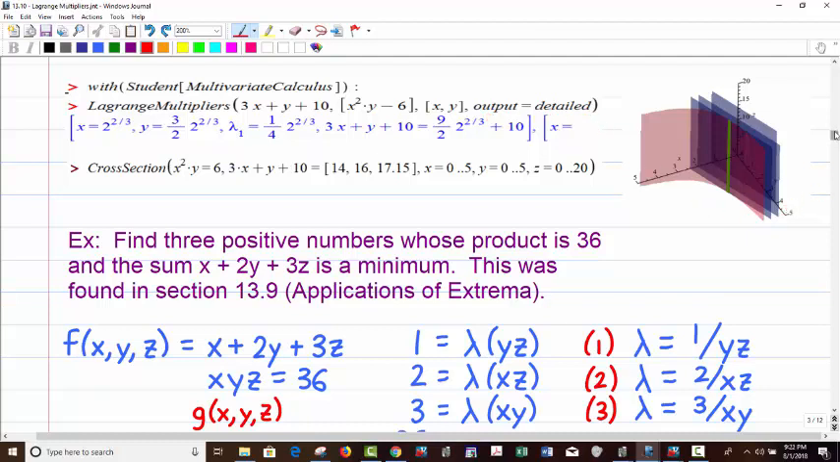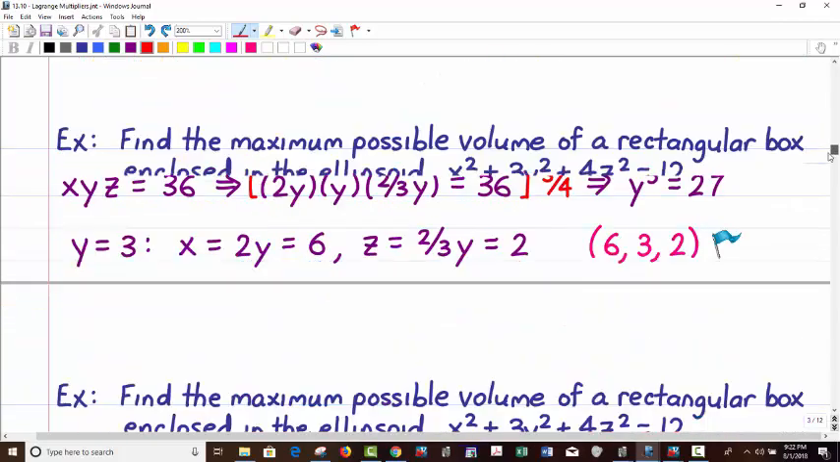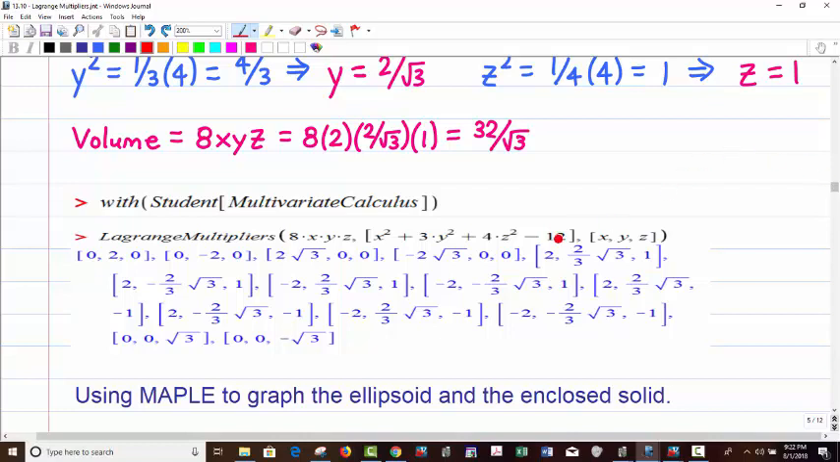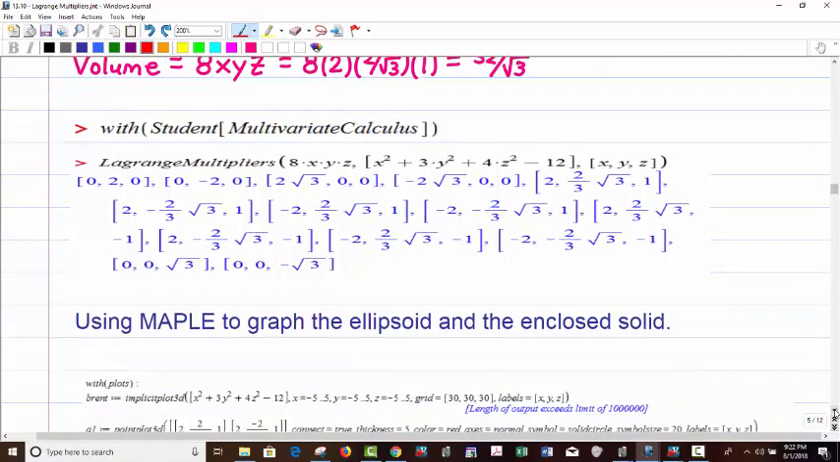That's what brings out the lambda. It also brings out the maximum value. But you got to figure, if we got these numbers right, the maximum. Okay, so maybe I should have left that in there. Of course, Maple would have shown this as 32 root 3 divided by 3. But yeah, so that output equals detailed would have shown the lambda and the optimum value of the volume.